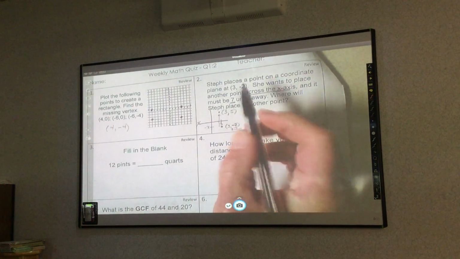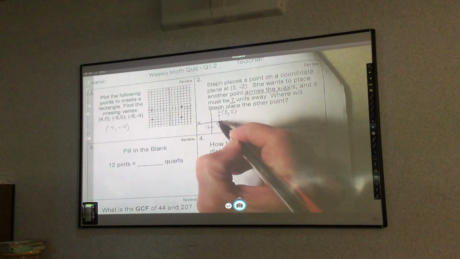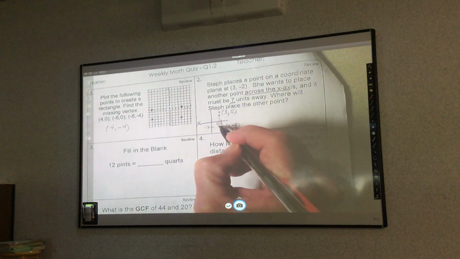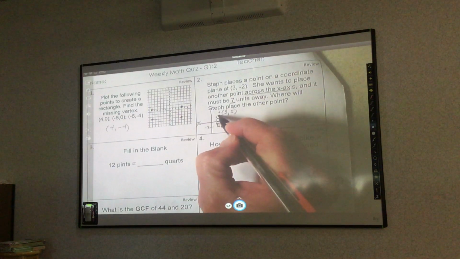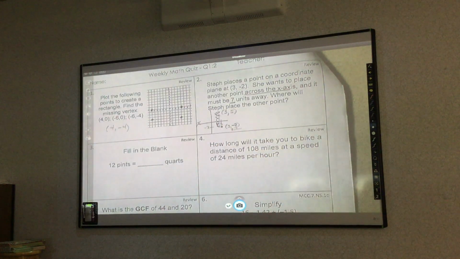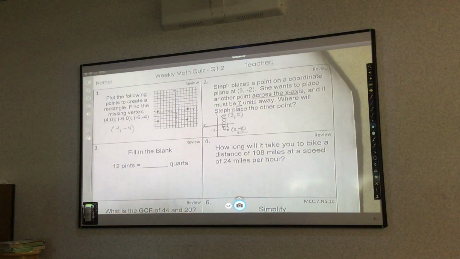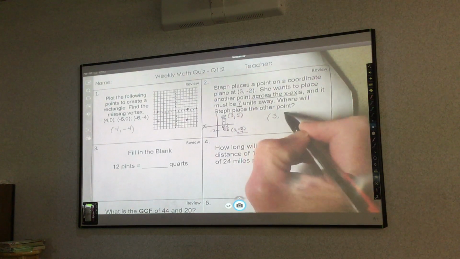If you want to use your graph, you would count up. 1, 2, 3. Or excuse me, 1, 2. 1, thank you. 1, 2, 3, 4, 5, 6, 7. I didn't do a very good job with my counting there. But your coordinates are 3, 5.